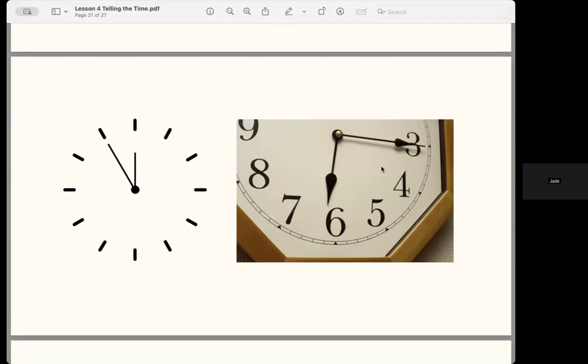So the quarter past 6 is excellent. Perfect. The 10 is this one here. That number, which is the number 11, is 5. So that's 5 to 12, 10 to 12. This one would be a quarter to 12. This would be 20 to 12 and 25 to 12. And you did really well by saying a quarter past 6.